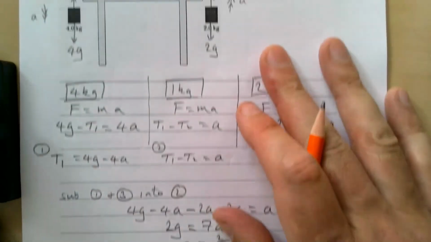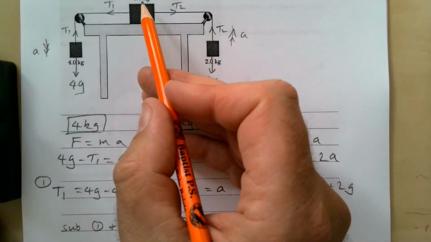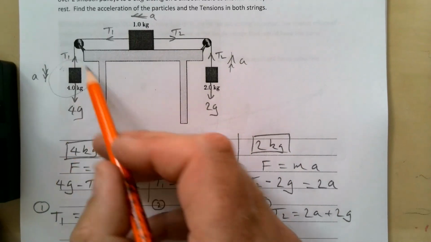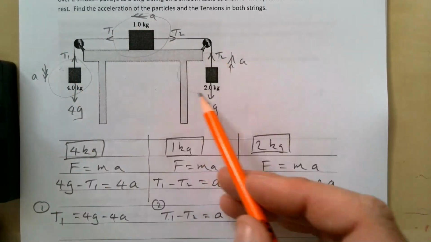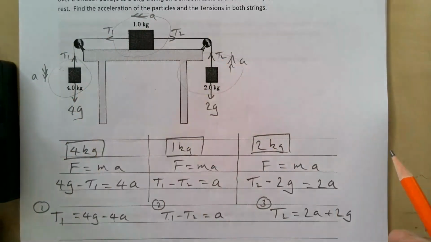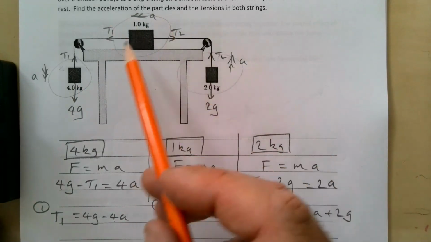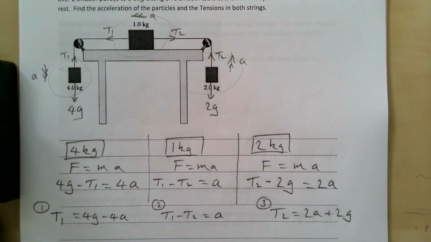But again, with these things, you are worried about what forces are acting on each of the particles. This one, and this one. And you do F equals ma for that. Why are we doing F equals ma? Because there's acceleration taking place. And I do that every time.